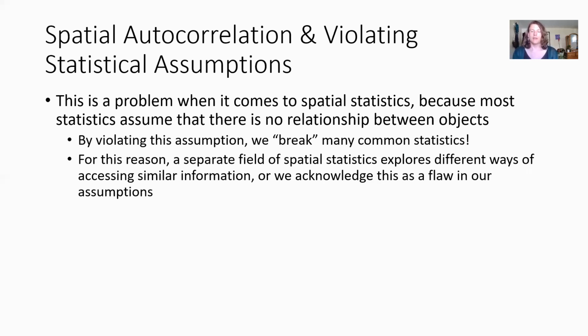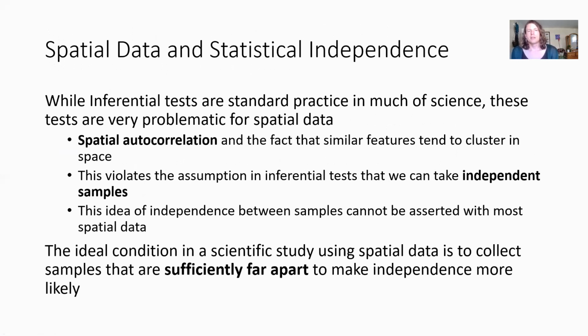to their geography. Inferential statistical testing is common practice in many of the sciences, but these tests are generally speaking problematic for spatial data. Because spatial autocorrelation, the fact that similar things cluster near each other, violates the basic assumption that the samples we take are independent. They're not independent because they are close and related to each other. The idea of independence just simply can't be asserted between most samples that we work with in the geographic sciences.